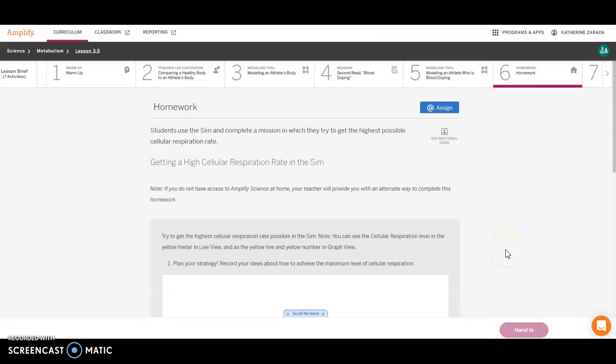All right, so that's the end of this lesson. Make sure you go back to Amplify and see what else you need to do. Make sure you check your key concepts before you take your mastery check, and go ahead and get that mastery check done as soon as you're done with this lesson.